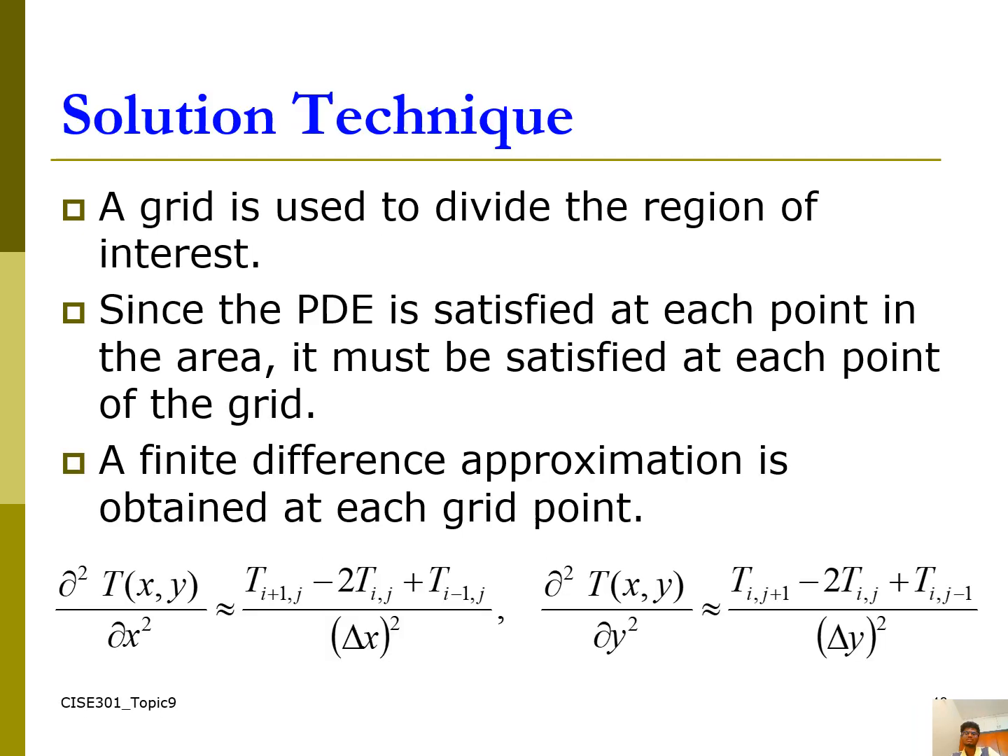Solution technique. A grid is used to divide the region of interest. Since the partial differential equation is satisfied at each point in the area, it must be satisfied at each point of the grid. A finite difference approximation is obtained at each grid point.